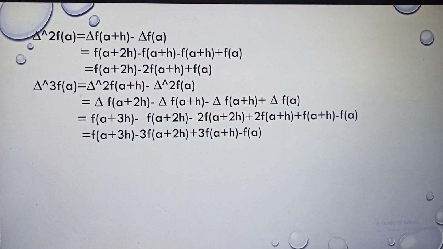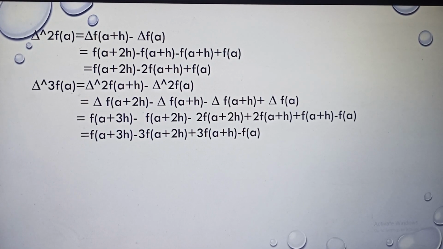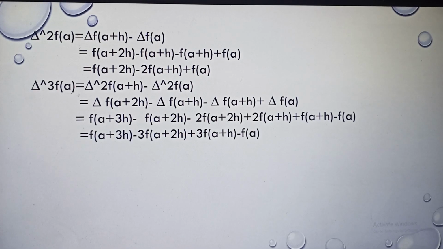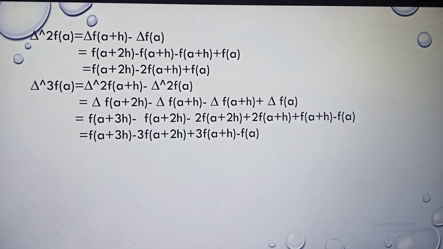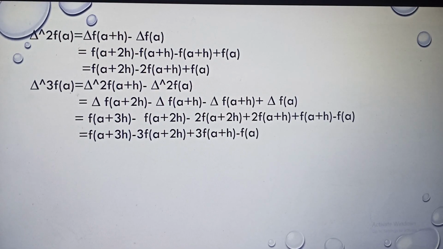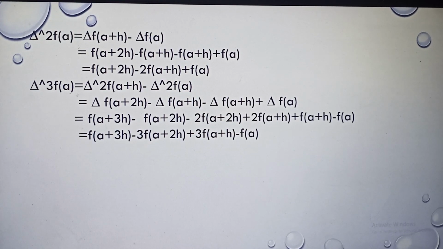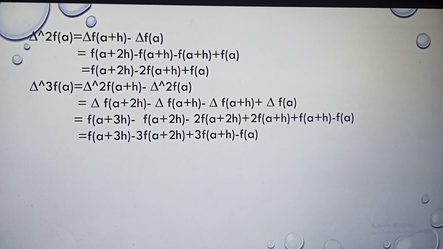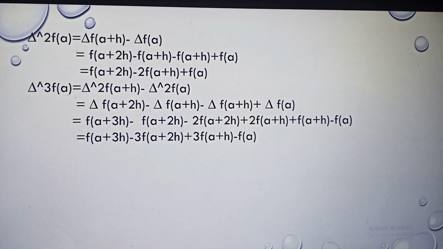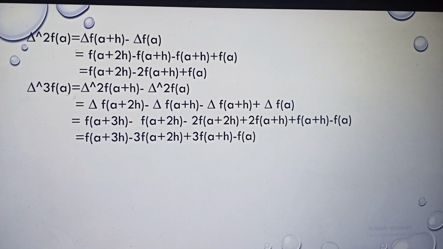Delta square f of a equals delta f of a plus h minus delta f of a, which equals f of a plus 2h minus f of a plus h minus f of a plus h plus f of a. Then this equals f of a plus 2h minus 2f of a plus h plus f of a.